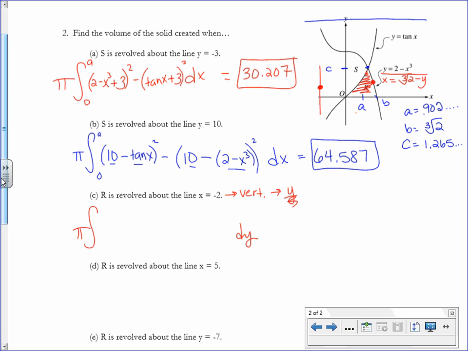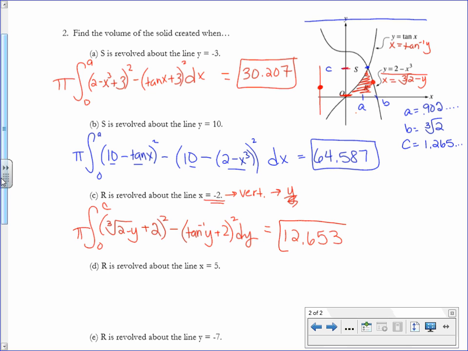So my outer radius, right minus left, would be the cube root of 2 minus y minus negative 2, which is going to be plus 2. And then my inner radius is going to be y equals tan x, which is x equals inverse tan y. And if I do right minus left, I'm going to have inverse tan y plus 2. My y bounds for region R would go from 0 to c. And if you type that into your calculator, 12.653 and more.